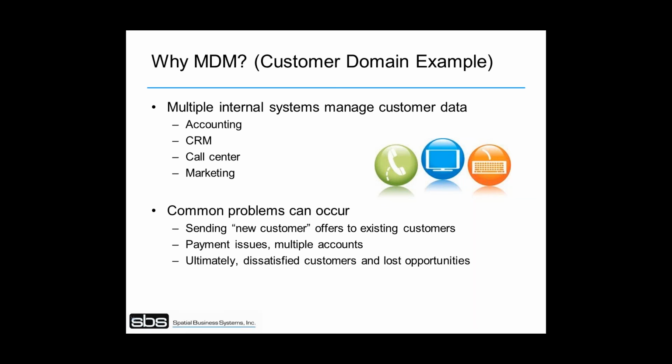And when you as a customer are represented in multiple ways, organizations can have problems when they have new customer offers that go to an existing customer, particularly if that new offering is a much better offer than the one that you just bought 30 or 45 days ago. In some cases, you can have payment issues related to multiple accounts. And ultimately, you can have dissatisfied customers, greater expenses in your various systems, and lost opportunities. And that, in essence, is an example of what master data management is. It solves this problem of having these multiple references.